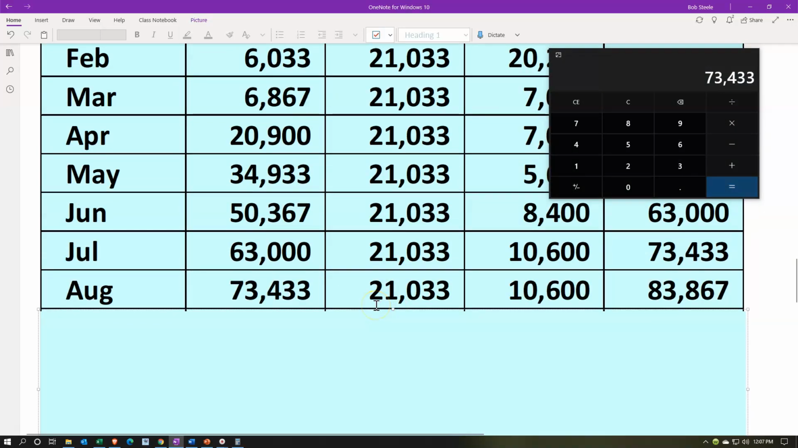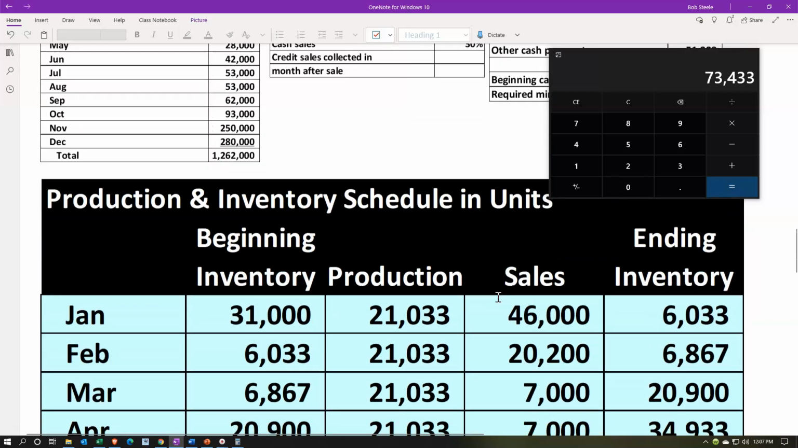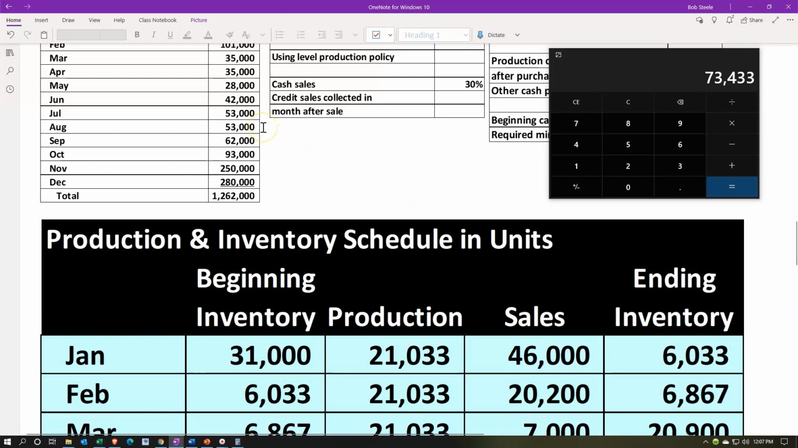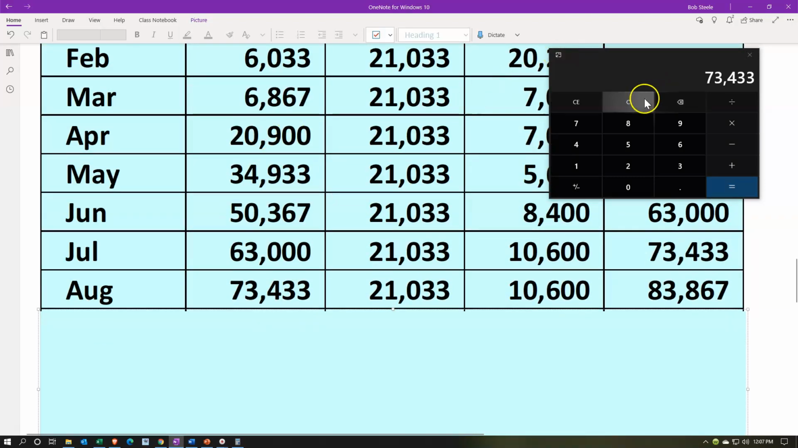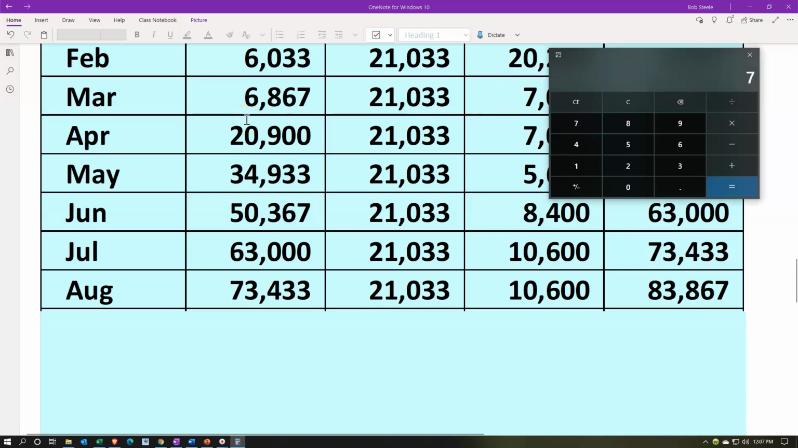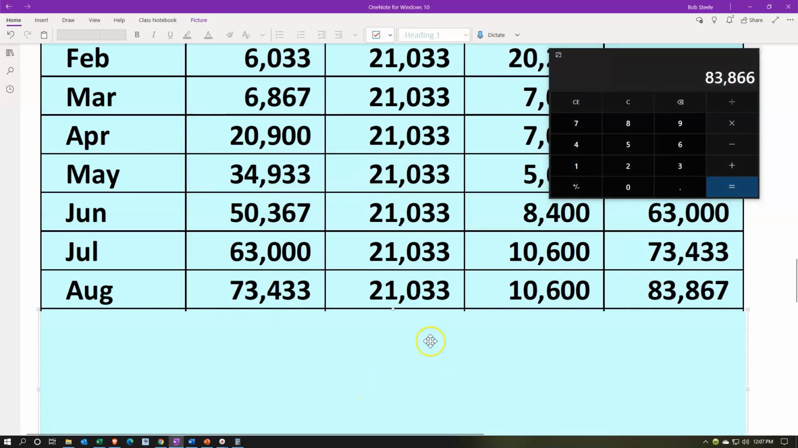We're going to produce the same amount because we're always producing the same amount. Then we have another 10,600 we're going to sell. Same calculation because we had 53,000 income in August as well. So once again, we have the beginning balance now, 73,433 plus the 21,033 minus what we're going to sell, 10,600 gives us the 83,866 about.